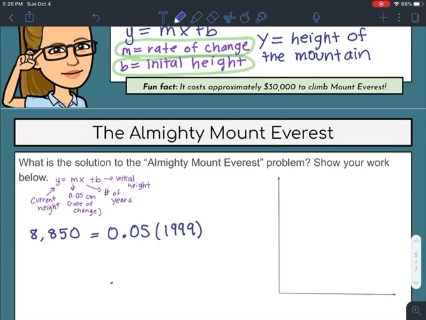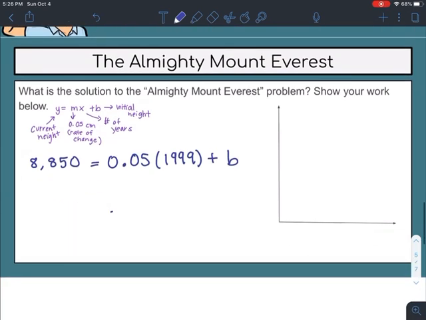Remember, our rate of change doesn't change. Then I get my initial height, which is right there. The reason I'm not substituting a value for b is because I don't know what b is. I don't know what my initial height is. But what I do know is that in 1999, the height of the mountain was 8,850 meters. So now my job is to solve for b.